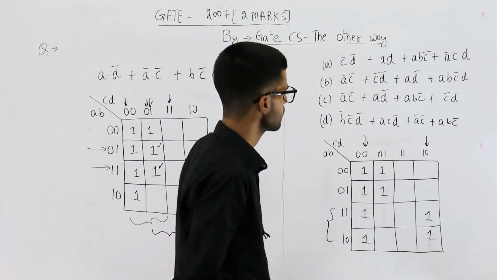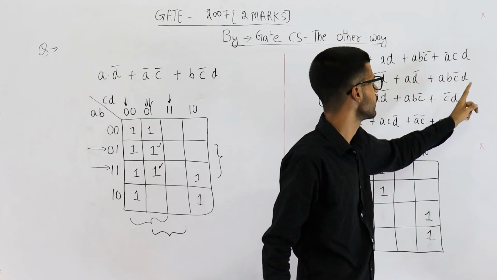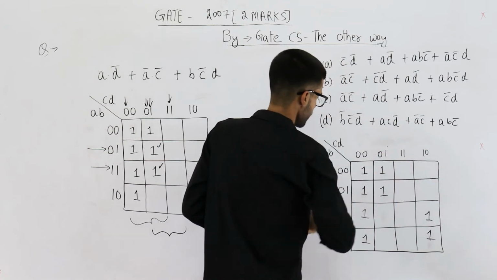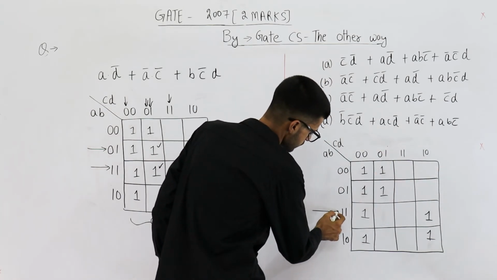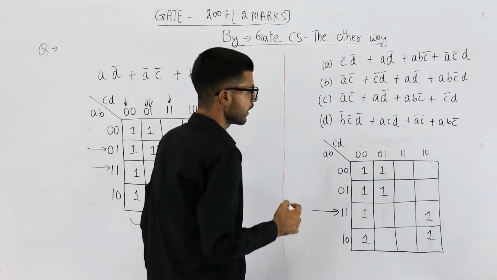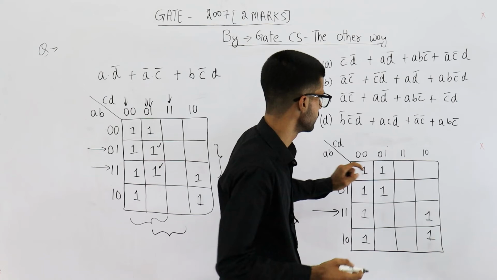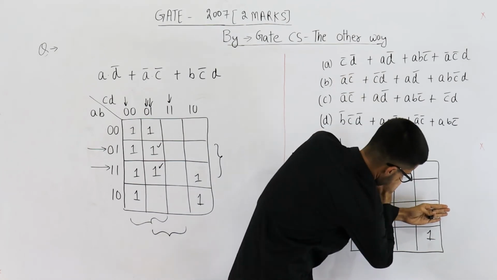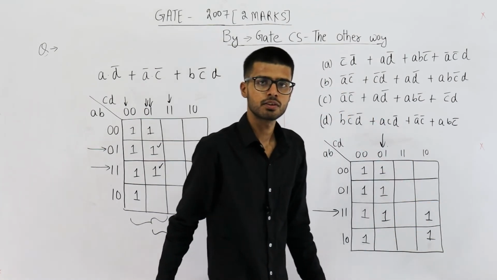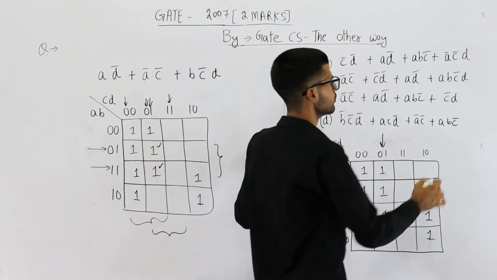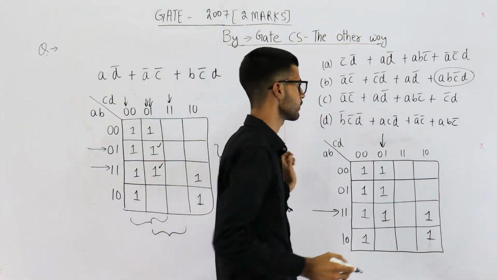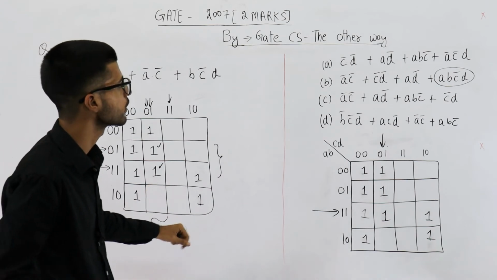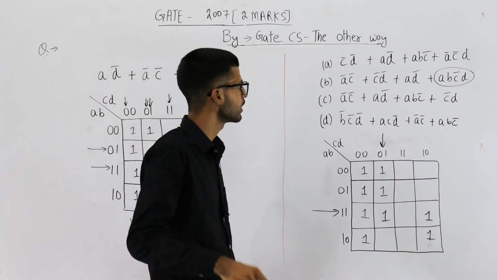So you can see the last one is A, B, C bar, D. Let's see which cell it is. AB means these 4. Okay. And C bar D means these 4. So these 4 and these 4, this one is the intersection. Okay. So they're talking about this cell by saying A, B, C bar D. So you can compare these K-maps. They are the same. Okay. So option B also represents the same K-map only.